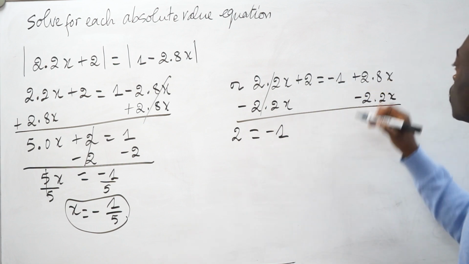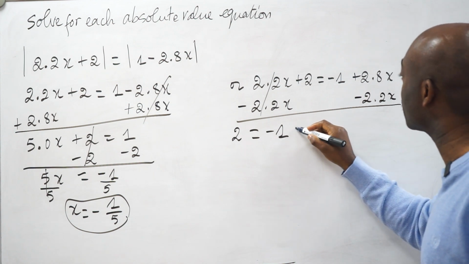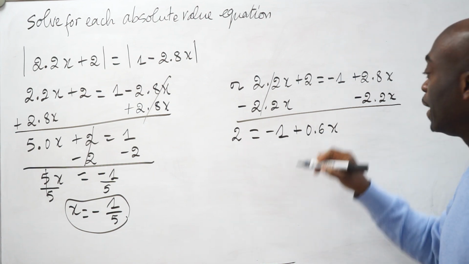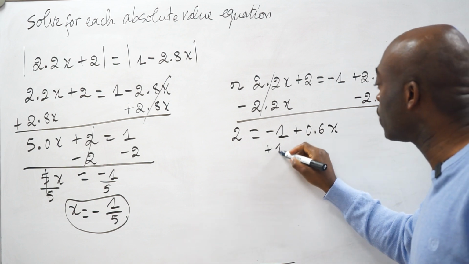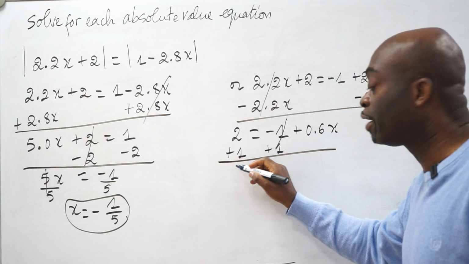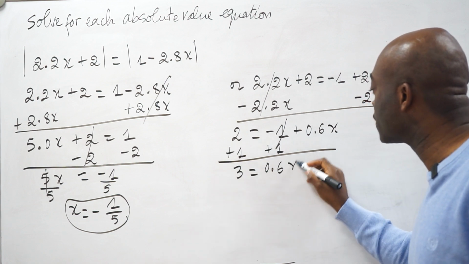And then what is 2.8 minus 2.2? So that will give us what? 0.6. So that's plus 0.6x, right? And then because of x, we go plus 1 and plus 1. Then we end up with 2 plus 1 is 3. This is equal to 0.6x.